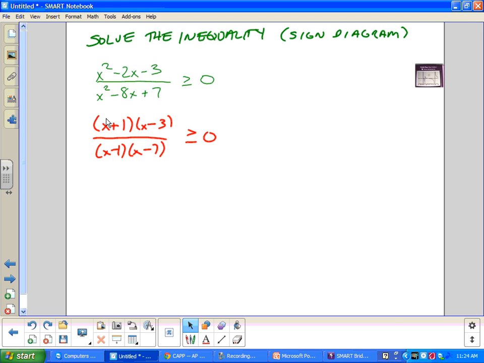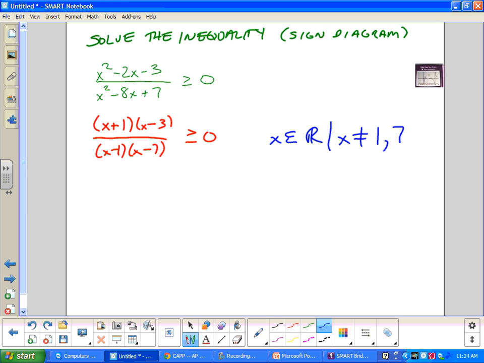We have to define the domain first. The domain of a rational is always all reals, but we can't let the denominator be 0. So x cannot equal 1 or 7. That makes the denominator 0. So I'll call those my undefineds.